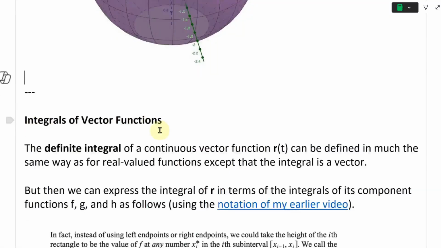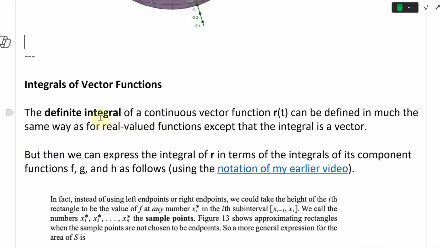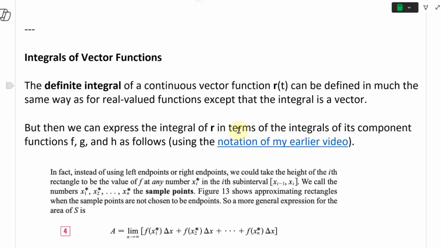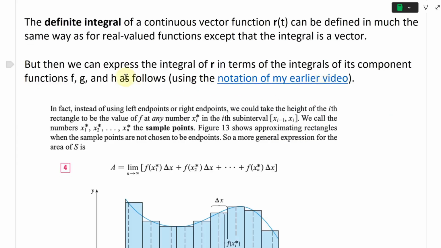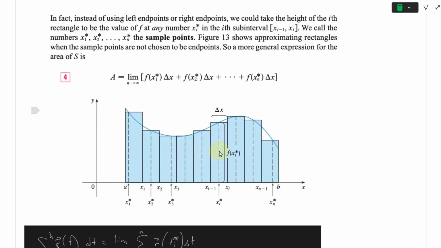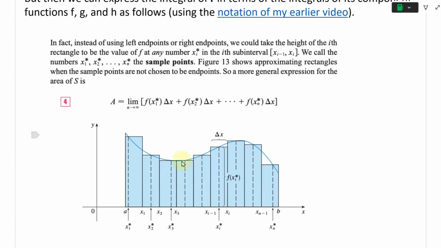Integrals of vector functions. The definite integral of a continuous vector function r of t can be defined in much the same way as for real valued functions, except that the integral is a vector. But then we can express the integral of r, the vector function, in terms of the integrals of its component functions f, g, and h as follows.